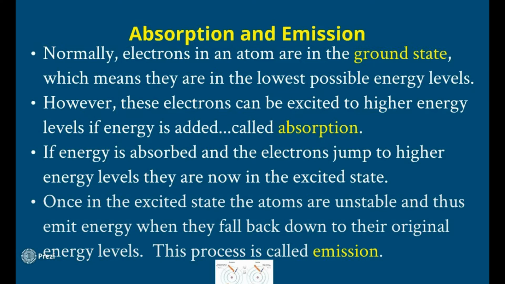Okay, if the electron is excited to a higher energy level, in other words, if they jump up, they're going to absorb energy. Okay, if they then drop down a level, they're going to emit. All right. So anyway, once they're in the excited state, they become unstable and thus emit energy. And that's how we're actually able to see certain things.